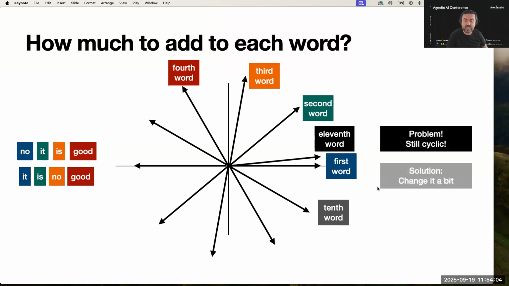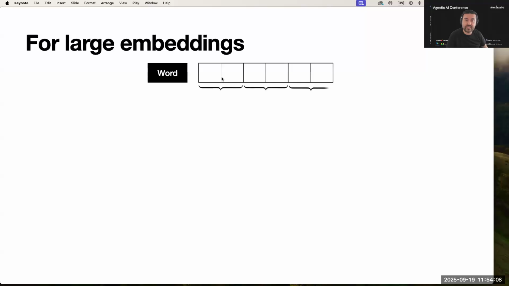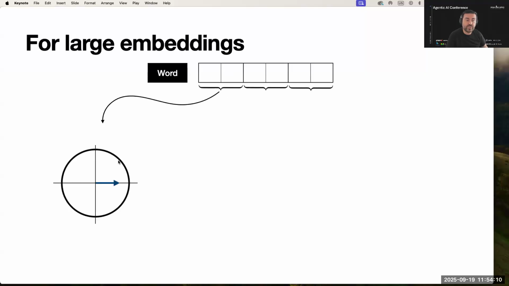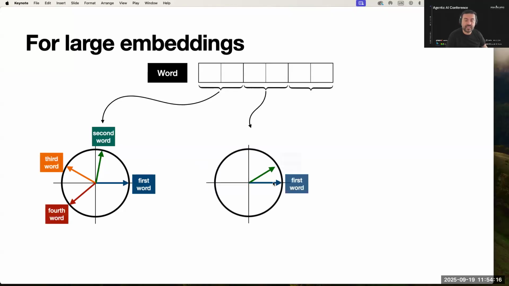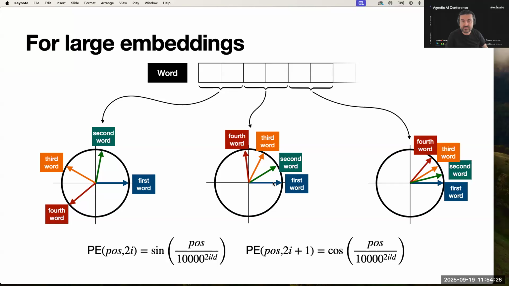And so what I do is I take the first 2 entries in the embedding, and I do that rotation, right? For the first word, for the second, for the third. And for the next 2, I do a smaller angle. Like I spin the wheel slower. And for the next one, I spin the wheel much slower. And so on. And basically that's positional encoding, right? Let me know if it's not clear.